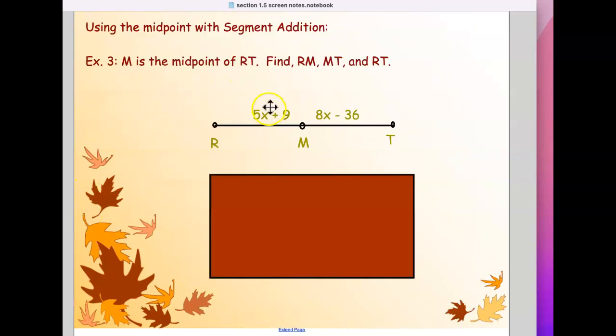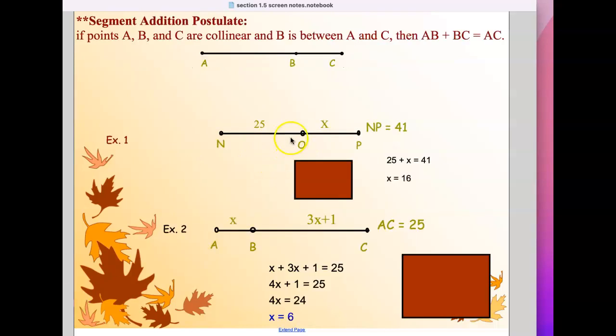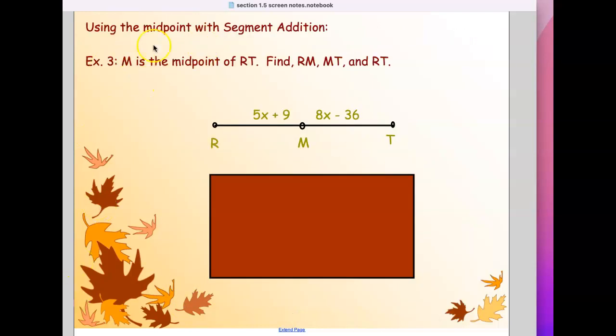The last kind of problem you're going to see today is a combination of segment addition and the idea of what a midpoint does. Okay? If you know that your point is in the middle, notice back here, we did not say that O was the midpoint. We just said that it was in between. So we didn't know it was the midpoint. But in this one specifically, I say it is the midpoint.